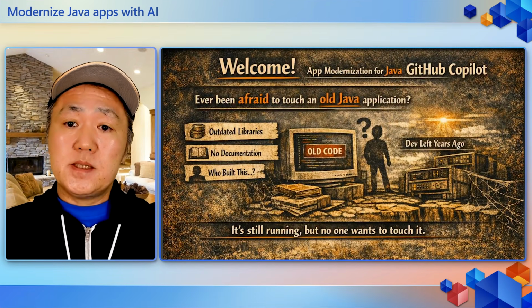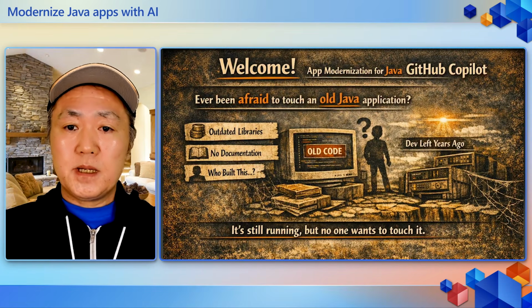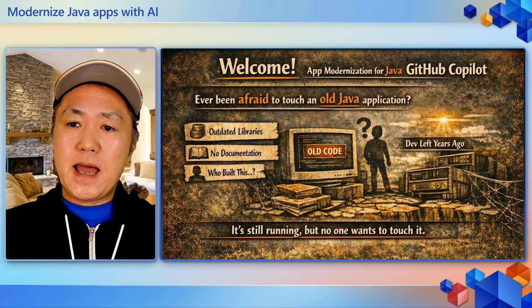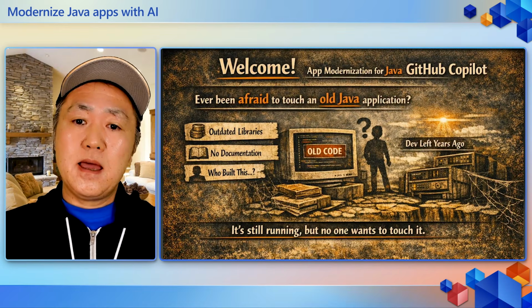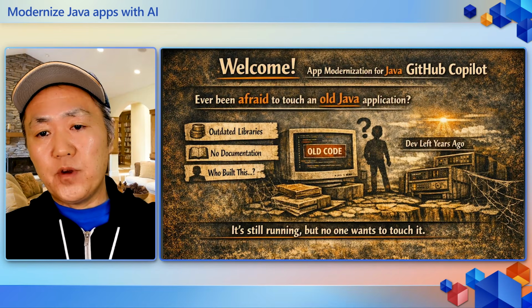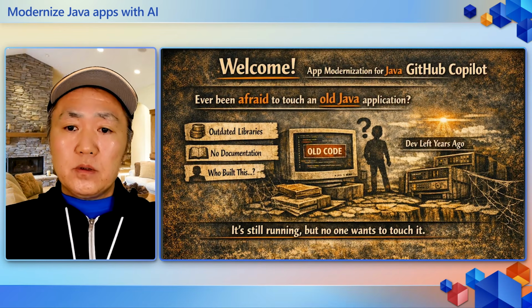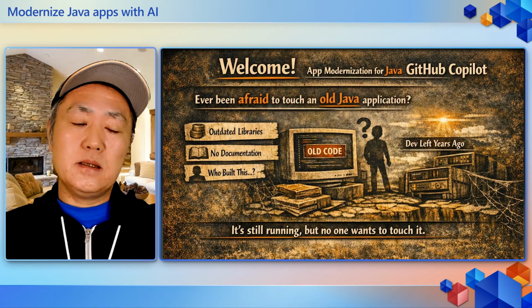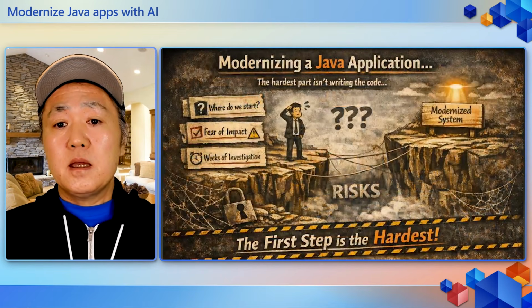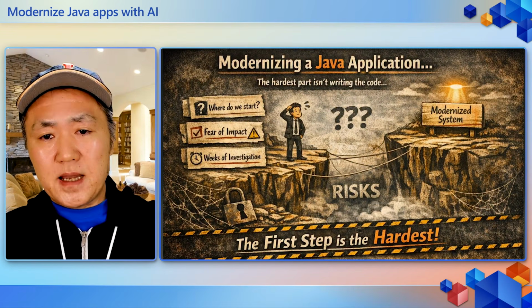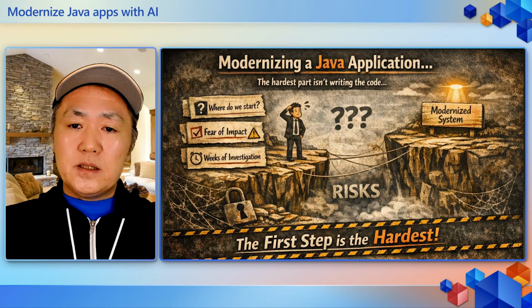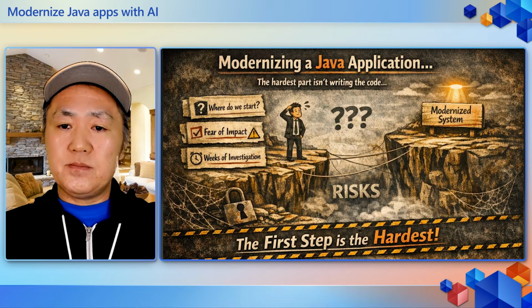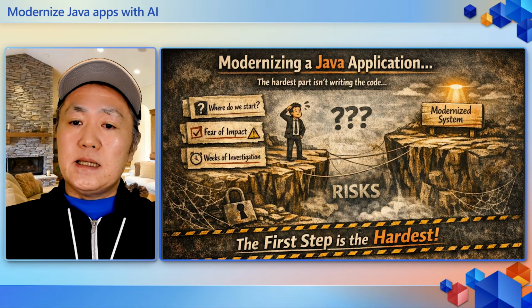Let me start with a question. This Java app was built years ago, so honestly, I'm scared to touch it. Have you ever felt that way? When we talk about modernization, the hardest part is not writing code. You don't know where to start, so you are afraid of breaking something, and just investigating the impact can take weeks.